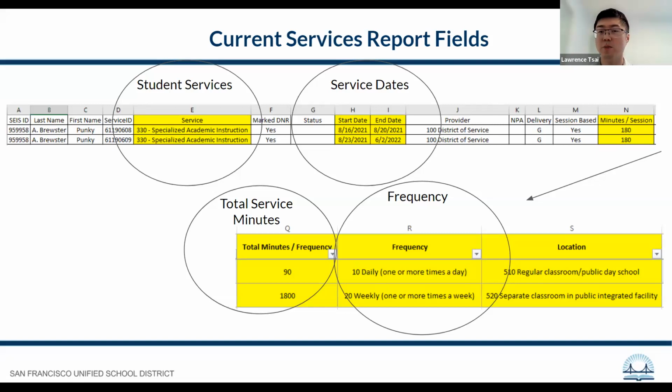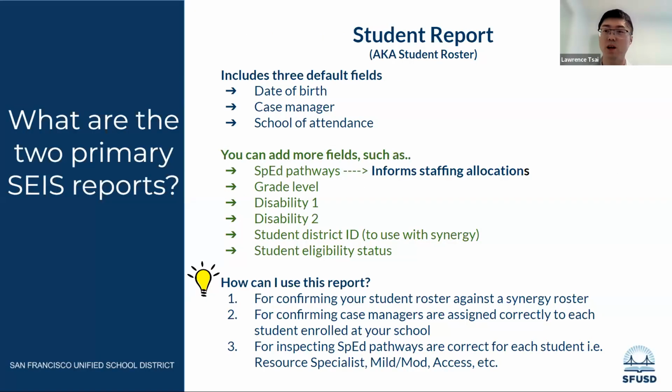The second type of report is called the student report. This is generally more geared towards site administrators, but providers can use this as well, and it's also very useful for providers. The student report doesn't list the actual services students are receiving, but it lists other information such as the student's eligibility and disability, the student's special education pathway, and information such as the student's ID, demographic data such as the student's race, if that's needed, as well as the student's school of attendance.